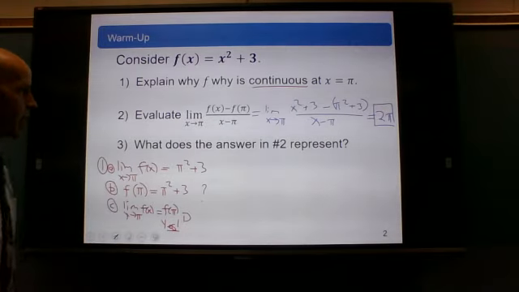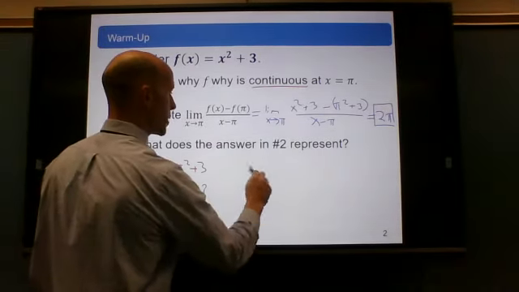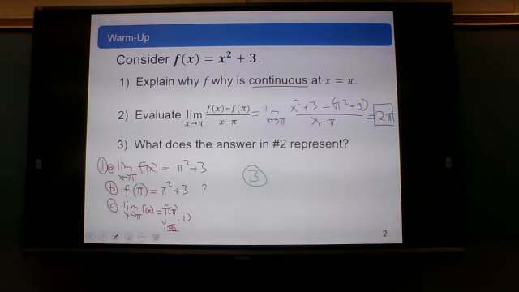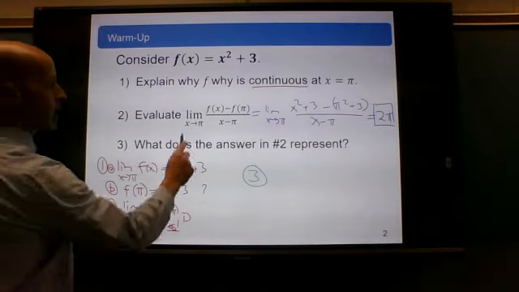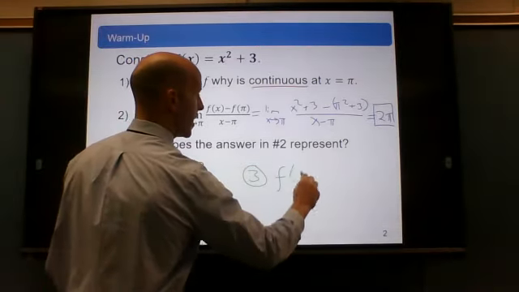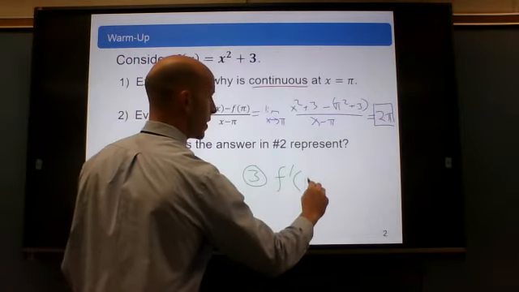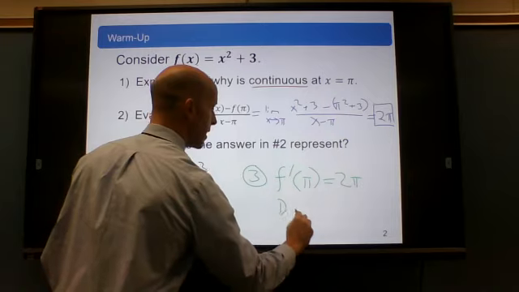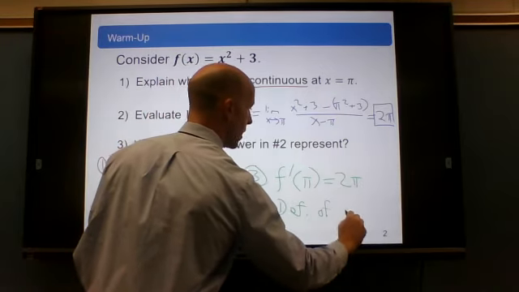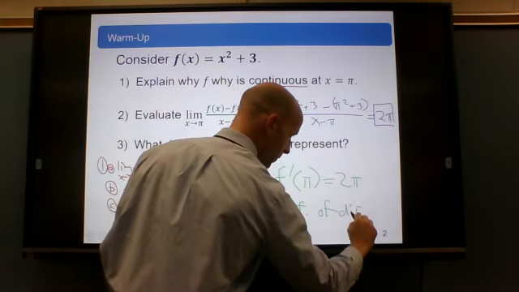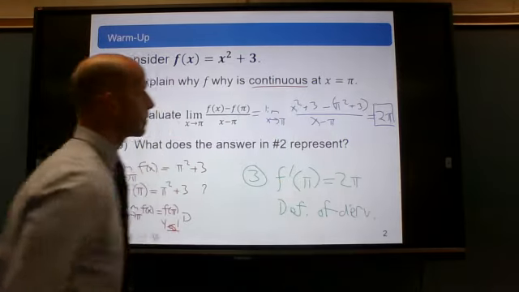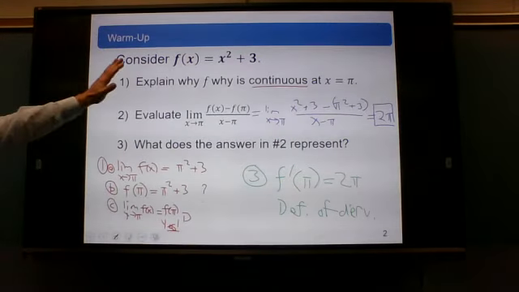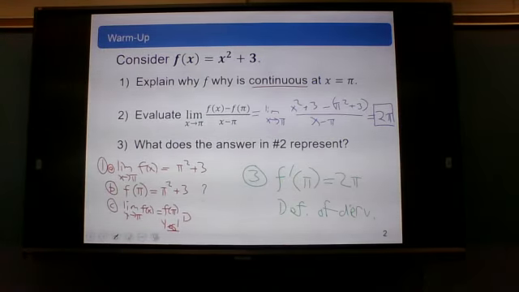And then, of course, my third question here is, what does question number 2 represent? Well, it turns out that question number 2 is the definition of the derivative at pi, which is 2 pi. So this is the definition of the derivative. Okay, so there's your warm-up, just some review from chapter 1 and chapter 2.